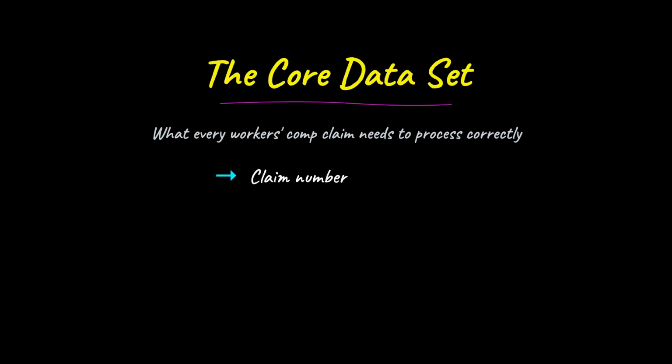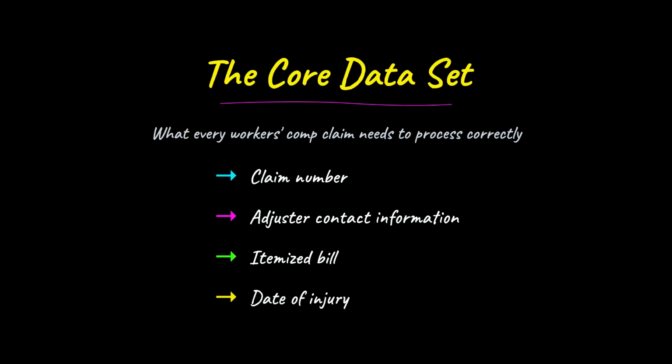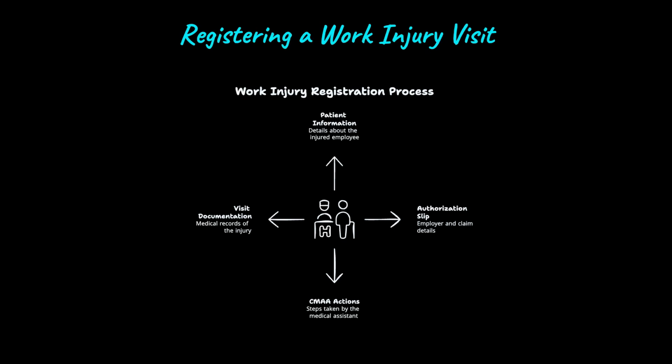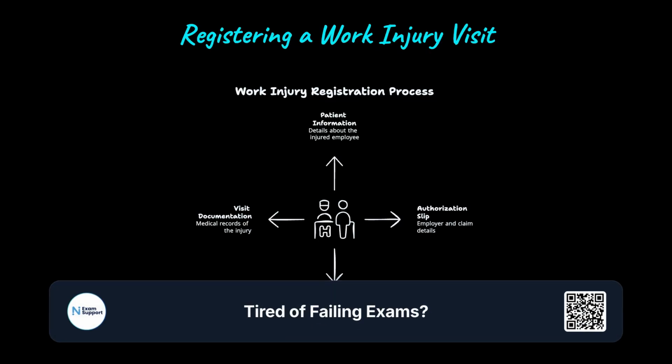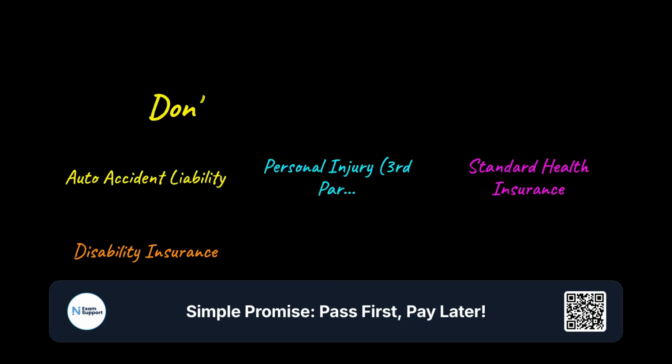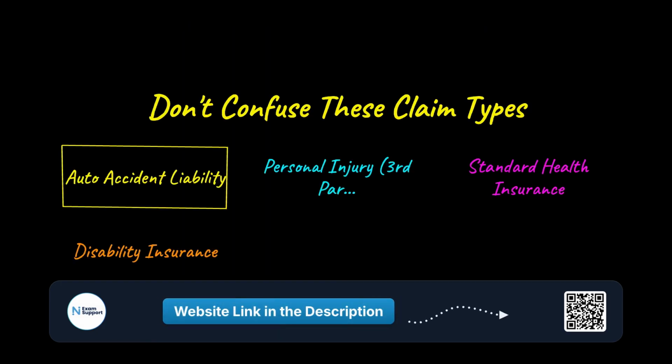Mechanically, the front desk captures the date of injury, employer name, claim number, and adjuster name and phone. The claim is then submitted with itemized charges, and the encounter must document how the visit relates to the original injury. Picture a patient who slipped at a warehouse, handing over an authorization slip with the employer, claim number, and adjuster contact. The CMAA enters the workers' comp carrier as the payer, links the claim number, and documents the injury connection. Watch for confusable claim types on exam day.